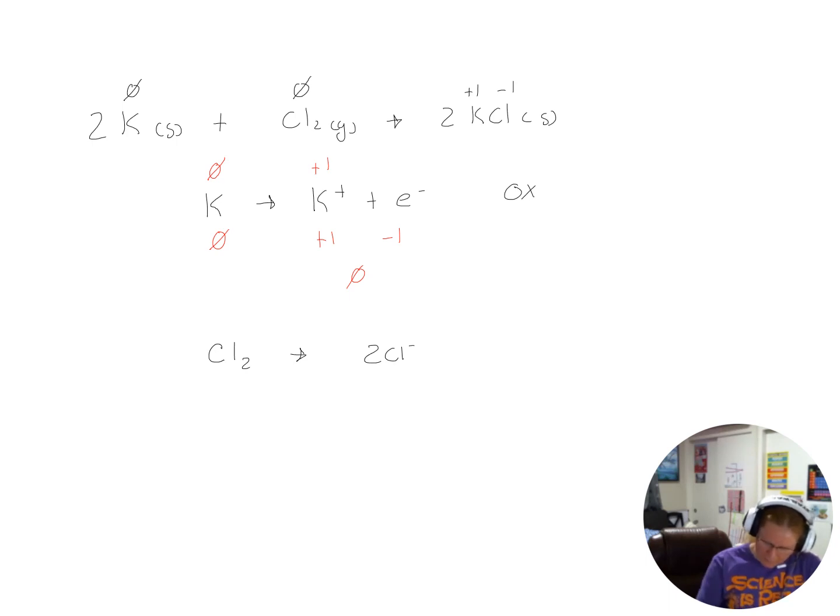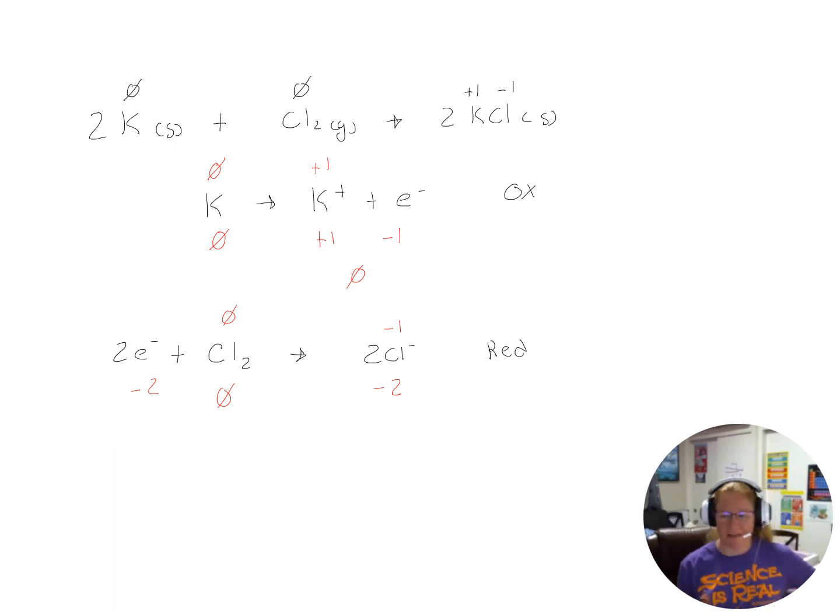Okay, now I can do the same thing for my chlorine. So I have my 0, and now I have that -1 there. So I have a 0 here. 2 times -1 gives me an overall -2. So again, the only thing I have left are electrons. So now I'm going to put in 2 electrons over on my reactant side. Now I get that -2, and so -2 equals -2. This is reduced.